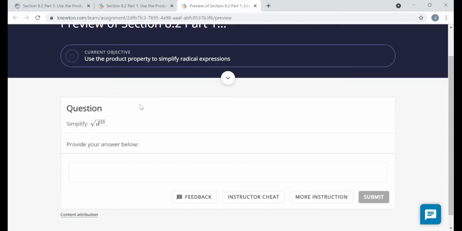So this first question, as with all the questions in this assignment, has only the one objective: use the product property to simplify radical expressions. I'll state this product property for you as we go through these questions. The first question asks us to simplify the square root of d to the 23rd power. I'll write that out on a piece of paper.